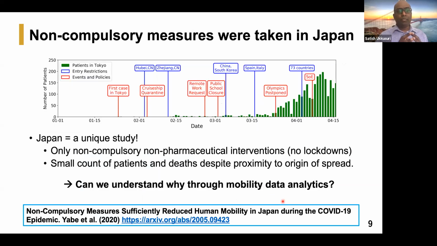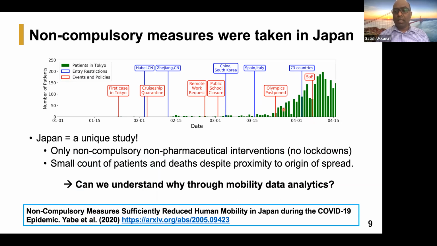So I will show some of these things using Tokyo as an example, right? But we have done a similar type of analysis with some other cities in the US. And if there's time, we can talk about that. So Tokyo is a very unique case because people started restricting their mobility even before the state of emergency, which was issued in the second week of April last year.